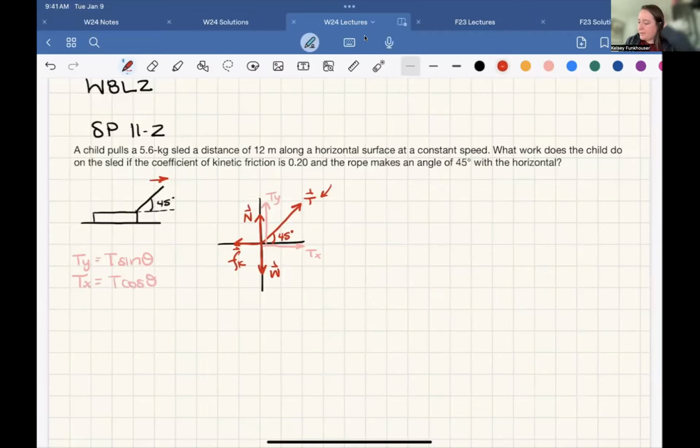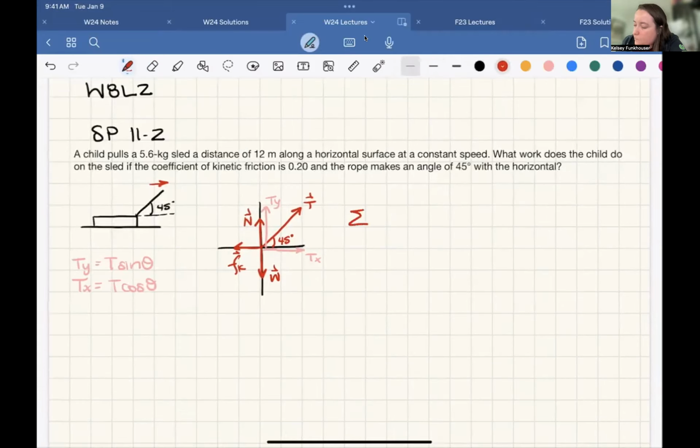So let's do our sum of forces. This is all stuff we're familiar with. And I think it says constant speed, so there is no acceleration. We'll start with the sum of forces in the y direction, which is 0. Our positive forces in this direction are normal plus the y component of the tension, minus the weight force. And then the sum of forces in the x direction is also 0. This one is the x component of the tension minus the kinetic friction force.